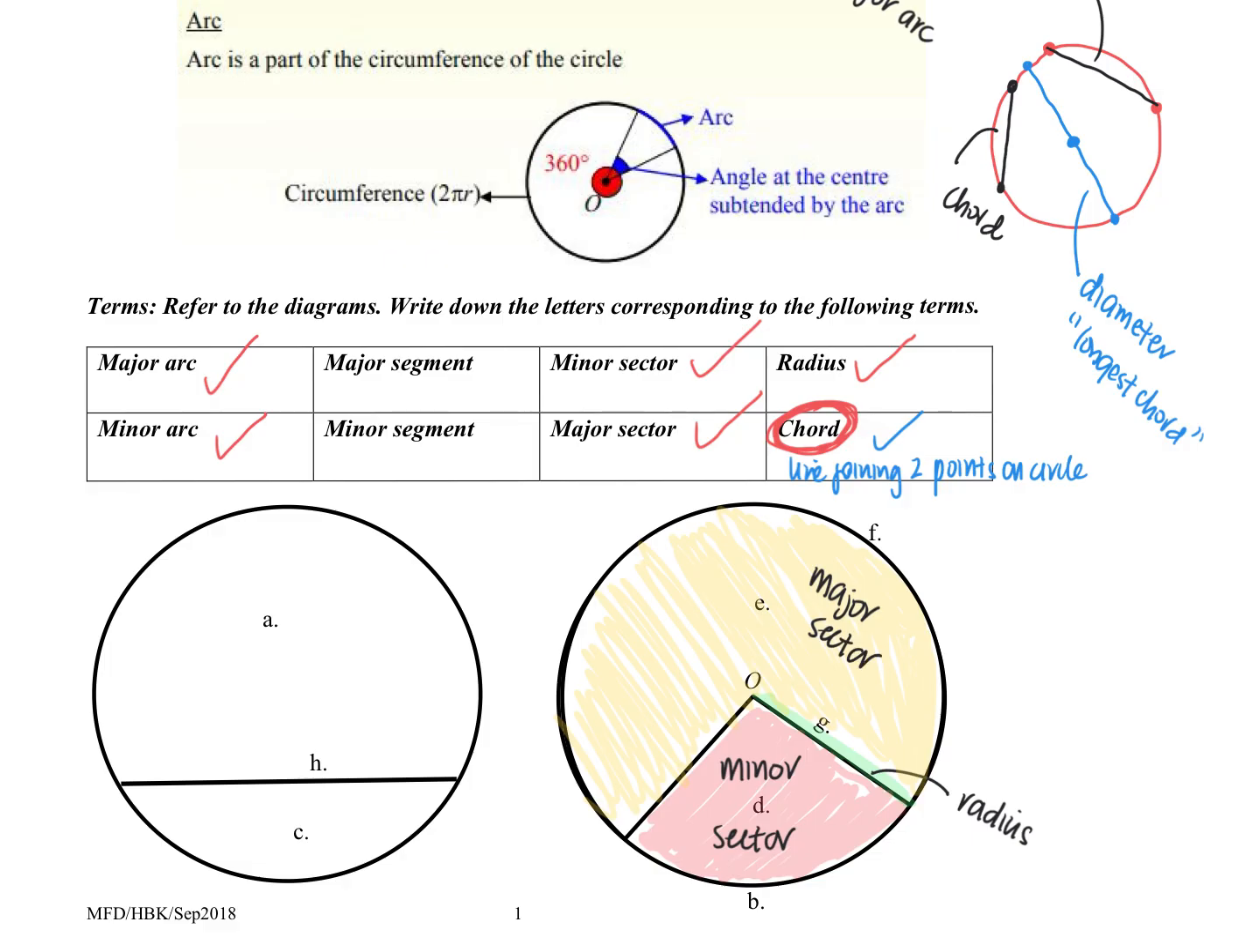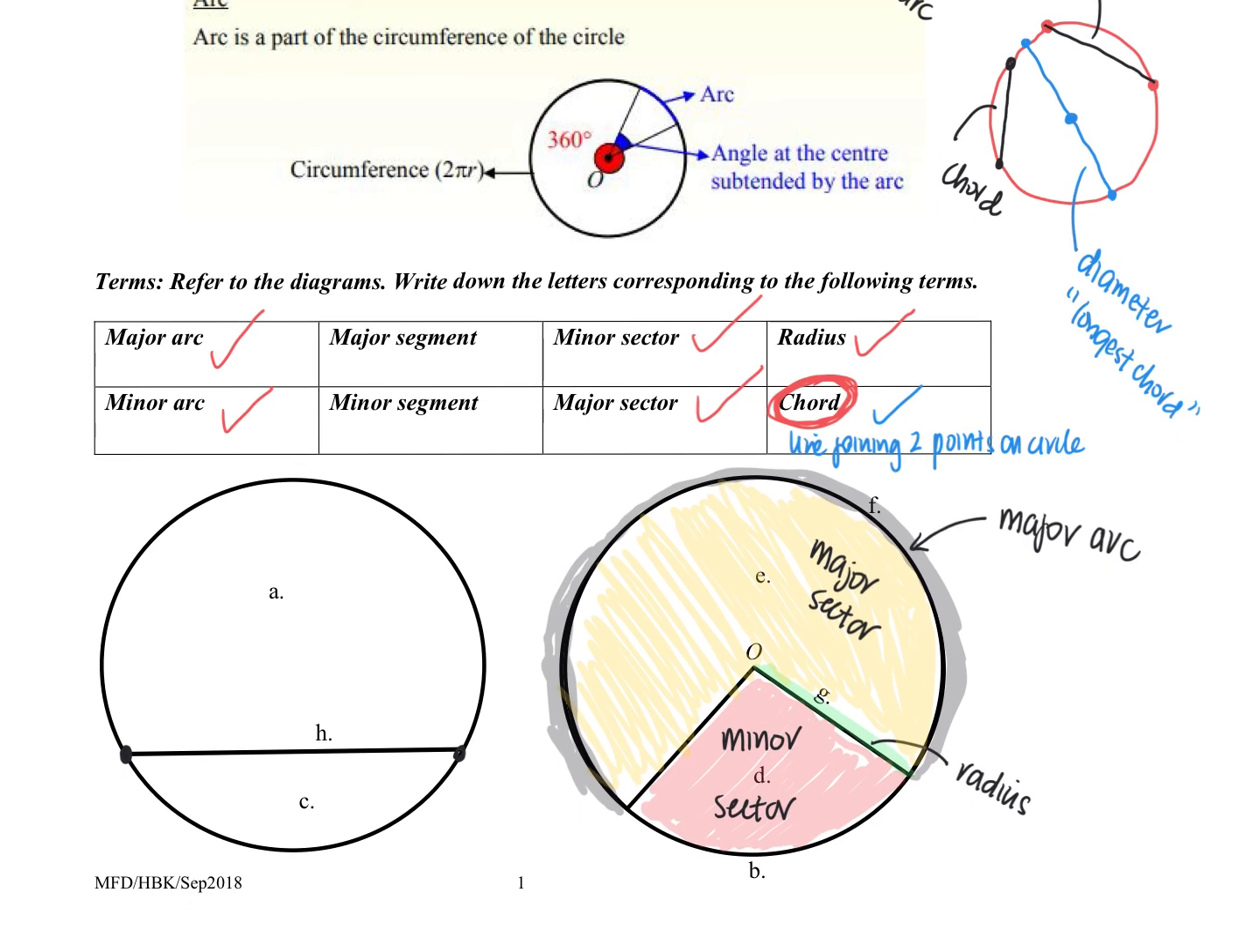What about F? Major arc, correct. Let me use a different color. Just this portion only is your major arc. So you must know the difference for all these parts first, so that later when we ask you to calculate, you know which one they're talking about. So this is major arc. Then we have this thing. What is H? Oh, there's a smaller one at the bottom. Minor arc.